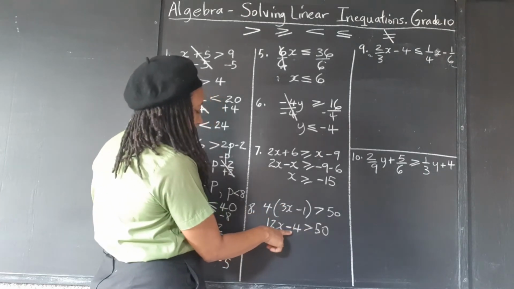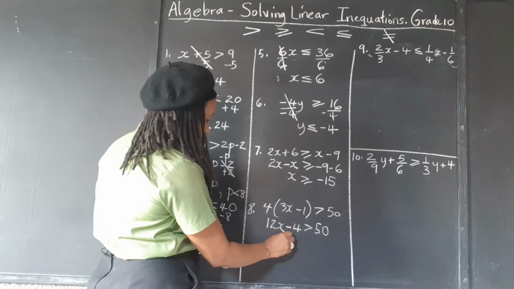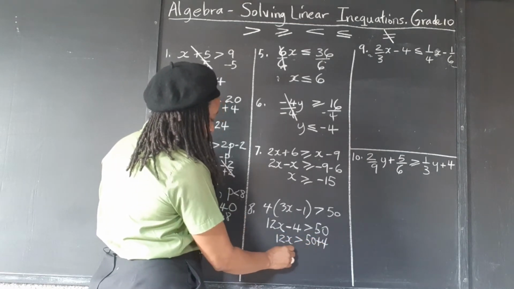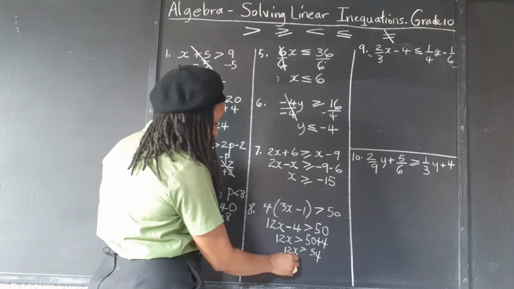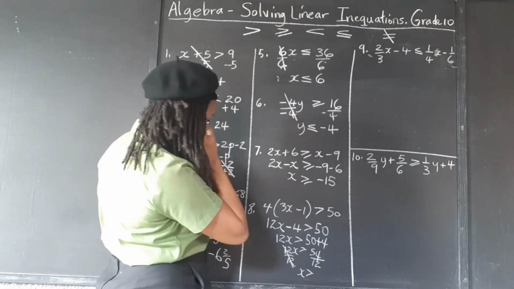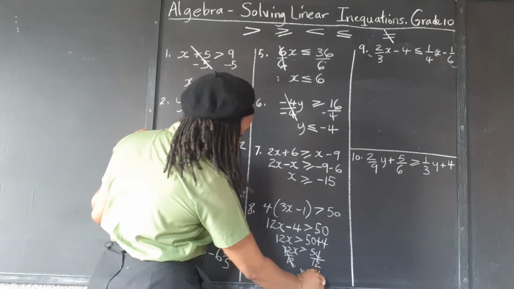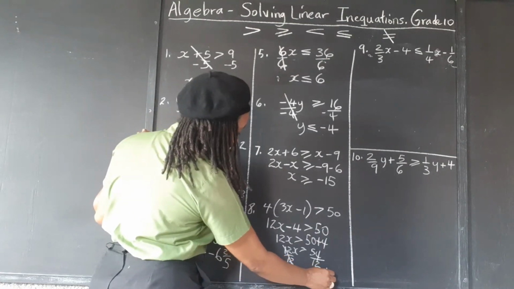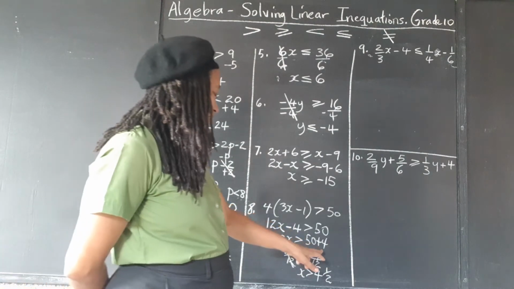Now we're going to add 4 to both sides, so this will cancel out. And we're going to end up with 50 plus 4, which gives 54. Now we're going to divide both sides by 12. That cancels out, so we end up with 54 divided by 12. So that will be 4 and 6 over 12, so that will be a half. So 4 times 12 is 48, and 6 remain out of the 54.